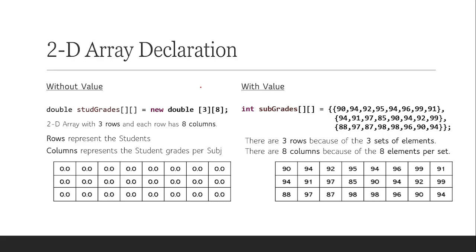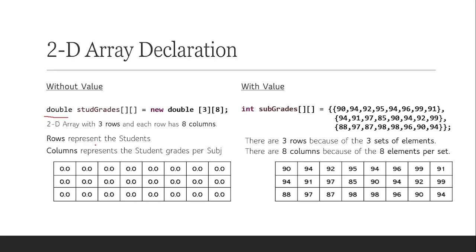So same as 1D array lang din, but di ba meron tayong dalawang bracket na kay 2D array. So, meron tayong data type, the identifier of your array, then 2 bracket equal new, the data type, and then 3 and 8 inside the bracket. So, ano tong 3 and 8 na to? So, 3 and 8, starting from 3, it represents the rows. Ilang rows ba yung gusto mong i-create? Kapag naman 8, ilang columns ba yung gusto mong i-create? So, we are talking about length here, guys, not index.